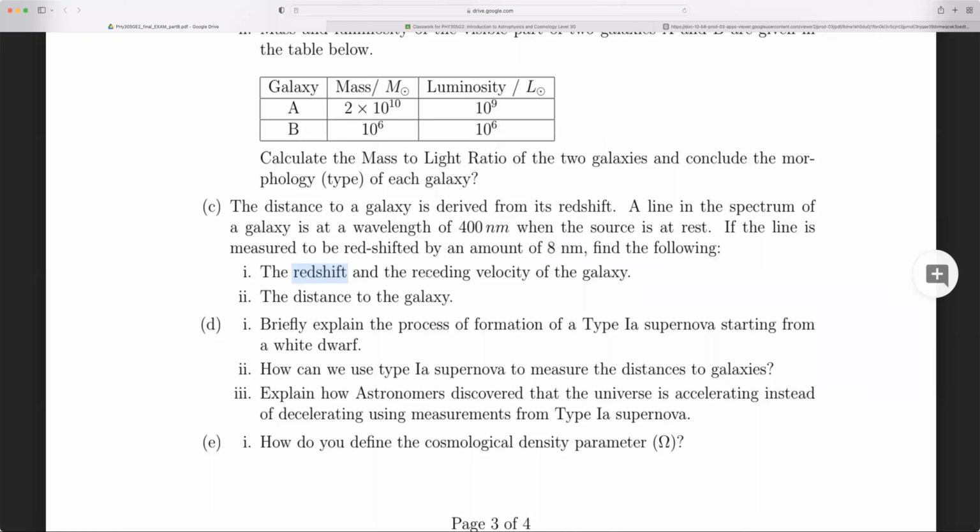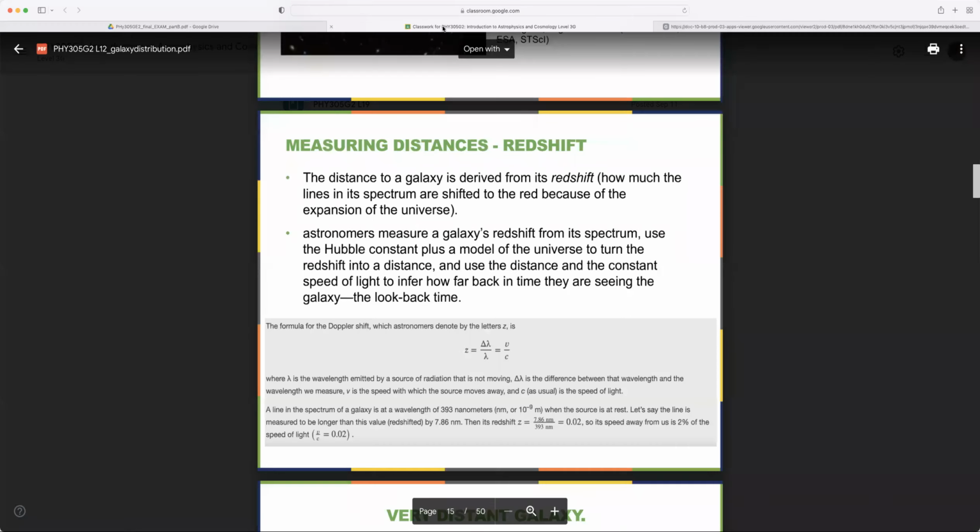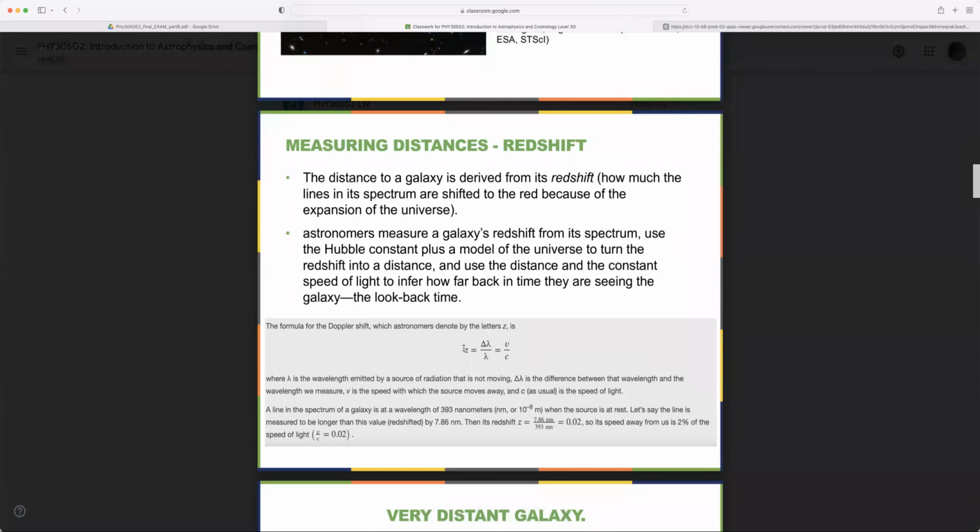And then you need to find the receding velocity, how fast that particular galaxy is moving away from us. For that, here is the equation. This redshift value of Z is related to the receding velocity and the velocity of light, which is a constant that we all know. So if you need to find the receding velocity, just multiply the value of the redshift by the velocity of light. It will tell you how fast a particular galaxy is moving away from us. So that's how you find the receding velocity.